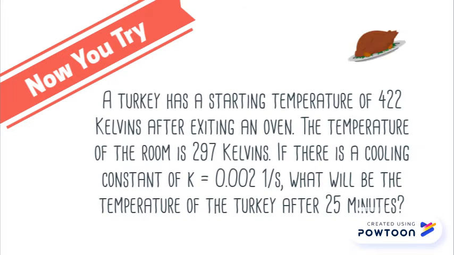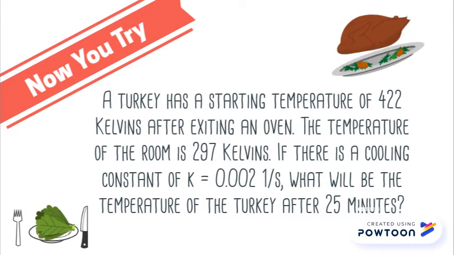Okay, now you try. Here's a practice question I came up with. A turkey has a starting temperature of 422 kelvins after exiting an oven. The temperature of the room is 297 kelvins. If there's a cooling constant of K equals 0.002, what will be the temperature of the turkey after 25 minutes?